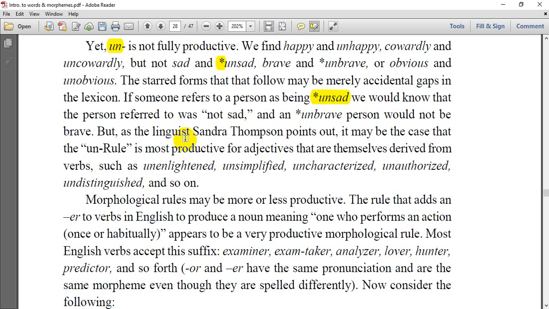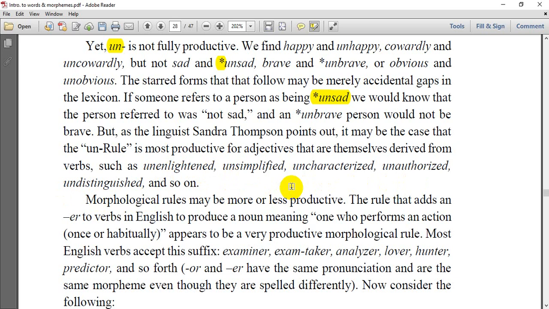But the linguist Sandra Thomas points out it may be the case that un- is most productive for adjectives that are themselves derived from verbs, such as unenlightened, unsimplified, uncharacterized, unauthorized, undistinguished, and so on. Pay attention, it's very important.